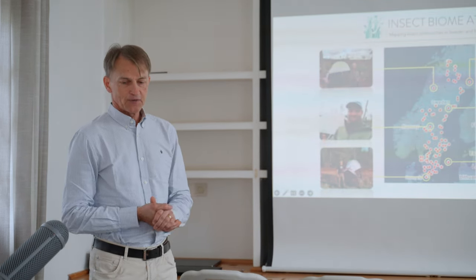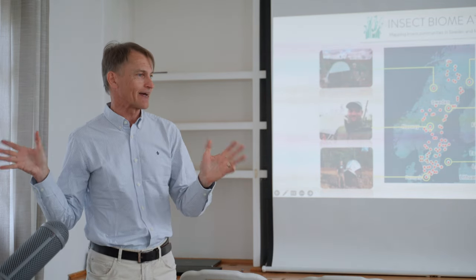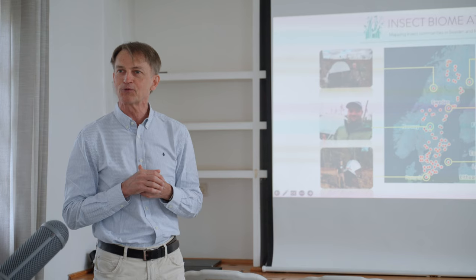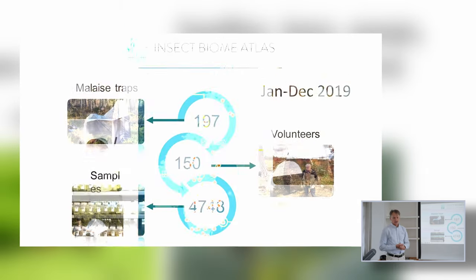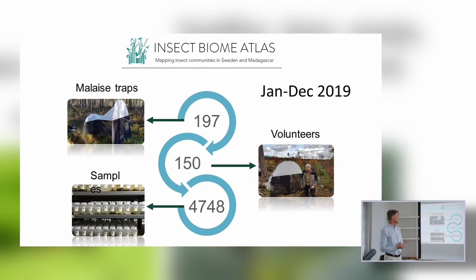So just quickly, before we focus all of our attention on Madagascar, a little bit of glimpses from the Swedish part of the project. This is what it looked like: lots of traps covering the country. Specifically, you have the numbers here. We ran for an entire year, January to December 2019. We had almost 200 traps at 100 sites. 150 volunteers helped us to manage those traps. We collected in total 5,000 samples from these traps. We collected also a lot of data, but you will see the Madagascar example later in the workshop.